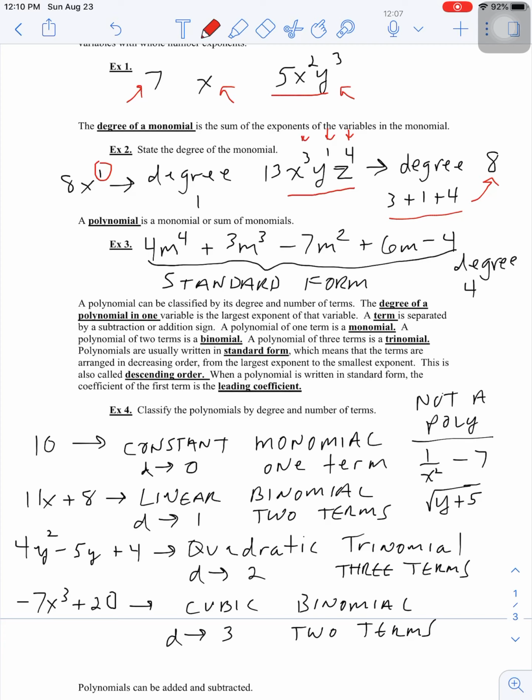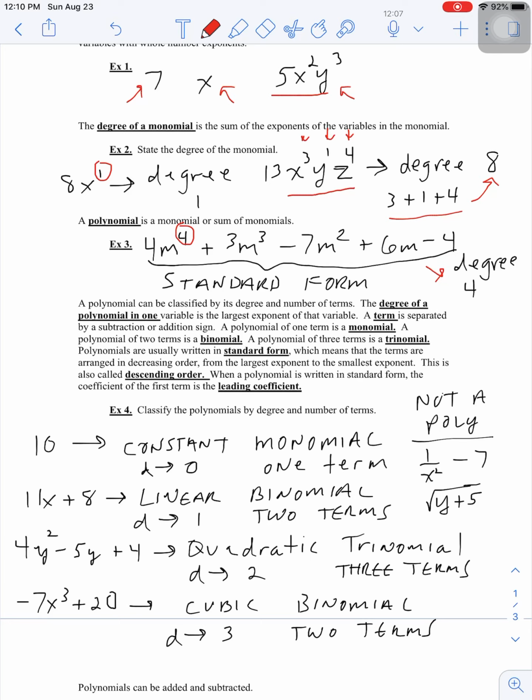When you look at the degree of a polynomial, the thing that you have to remember is that it's not the same as a monomial. In example 2 with the 13x cubed, y to the first, z to the fourth, we added up all the exponents because you have different kinds of variables. In this case, the variable is the same. All the terms have an m. So basically what you do is you look at the highest exponent, and since it's a 4, this polynomial has a degree of 4.